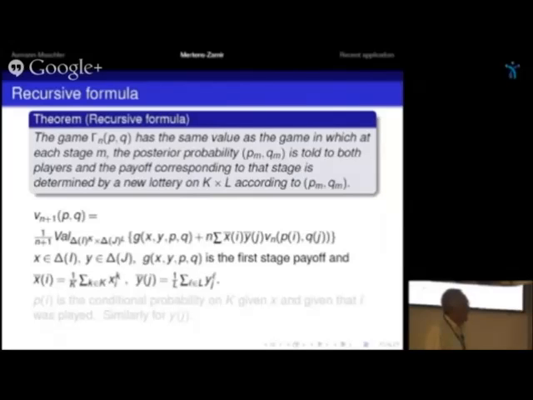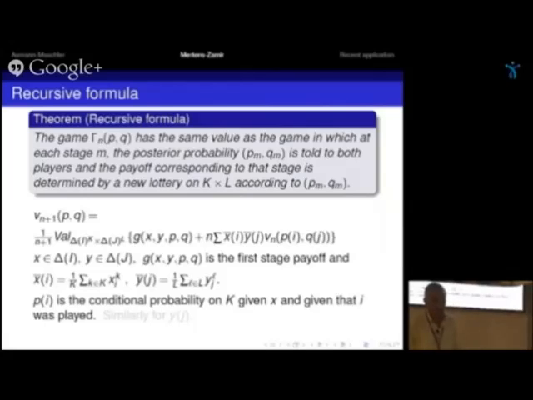Xi here is actually the probability that I is being played, okay? And this is the probability that J is played. Now, Pi and Pj are actually the posteriors, but it's easier to think of them this way. This is the conditional probability on K given X and given that I was played, okay?